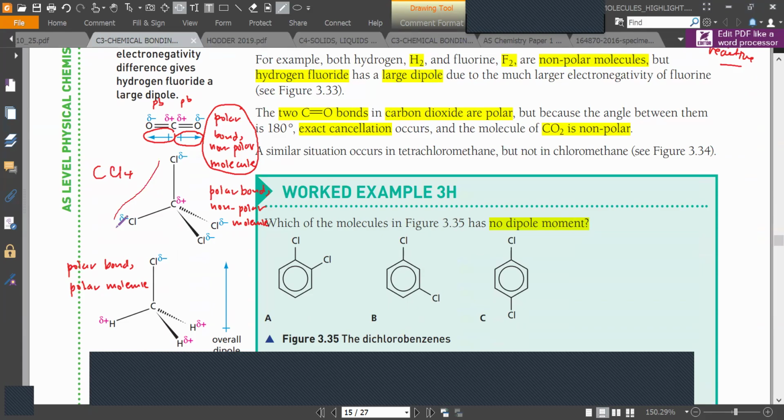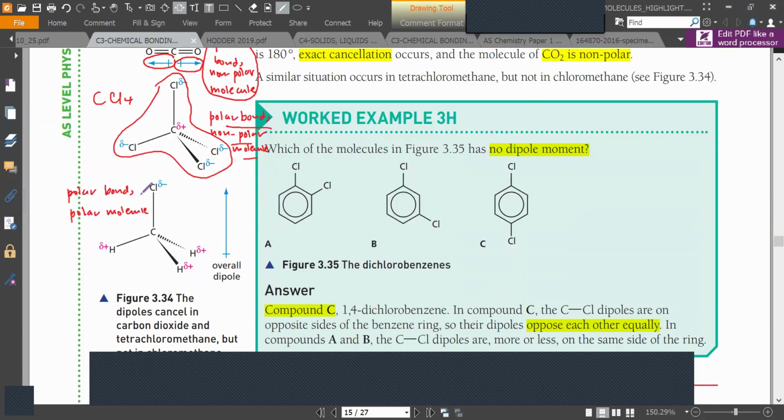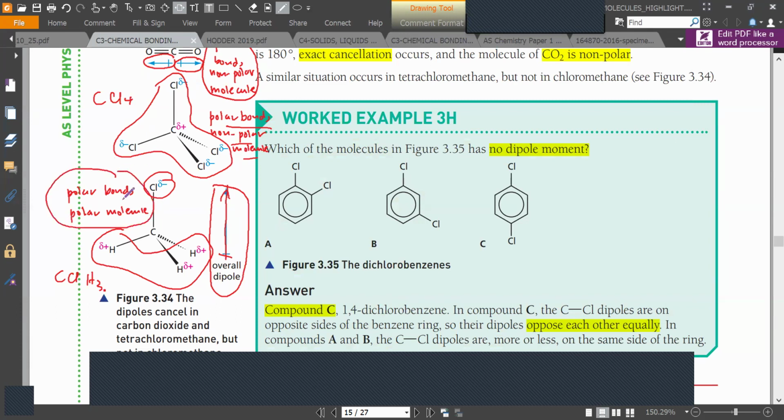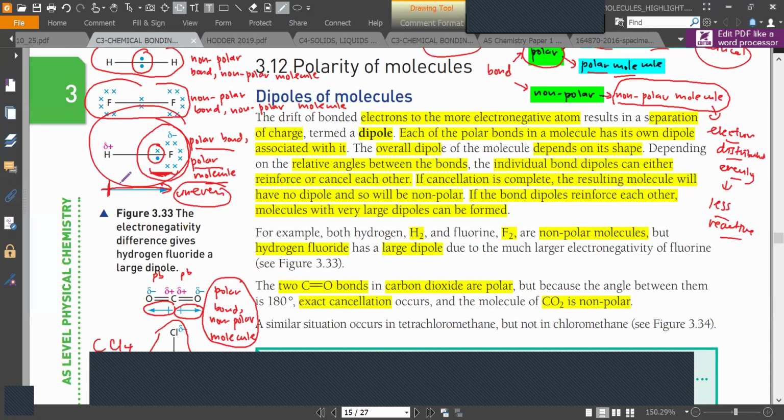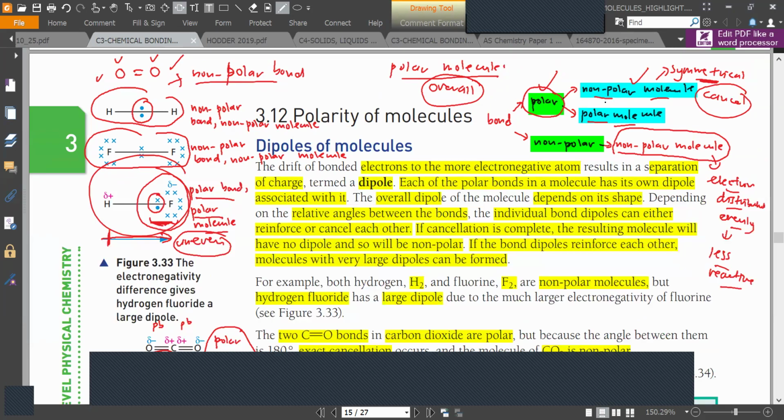CCl4, this one is also highly symmetrical: polar bond, non-polar molecule. This one, CClH3, is non-symmetrical. We can see the overall dipole is going towards the chlorine because it's more electronegative. So this is polar bond, polar molecule. We need to consider whether the bonds are polar or not, and whether the molecule is symmetrical or not.